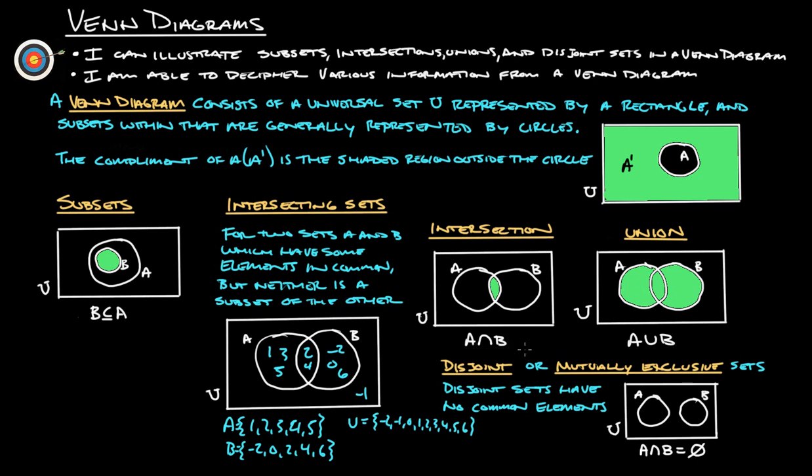Okay? Disjoint or mutually exclusive sets have no common elements. So if it's in A, then it can't be in B. That's what mutually exclusive or disjoint means. So the intersection of A and B on this would be the empty set.